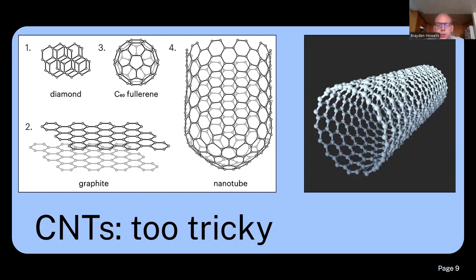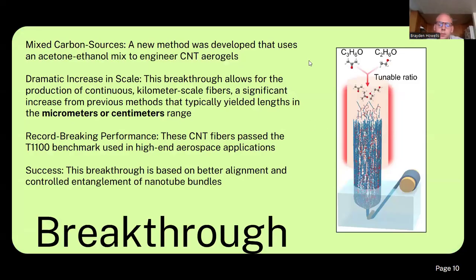pressure or force. And the breakthrough that I'm reporting on happened just this last month, July 2025, and a study was done to use mixed carbon sources to create our strands, which will eventually go into our aerogel here, which is kind of like a soft sponge-like structure that will be spooled or woven into fibers to make CNT fibers. And they're using acetone and ethanol.